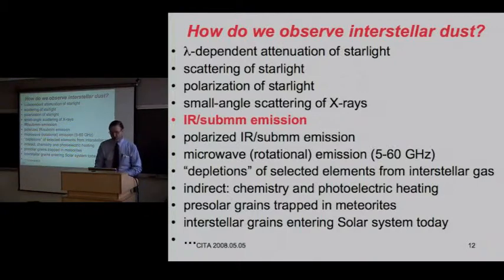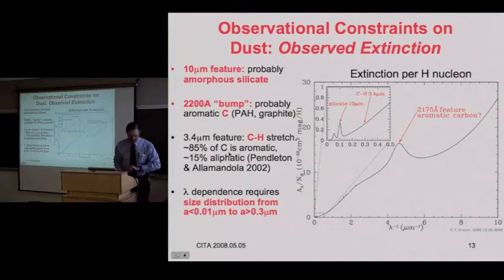Okay, so that's just a long laundry list, but I want to emphasize that all these different avenues are fruitful ways to attack the problem of trying to figure out what interstellar dust is. So let me just remind you what the extinction curve is. This continues to be a very important constraint on dust models.